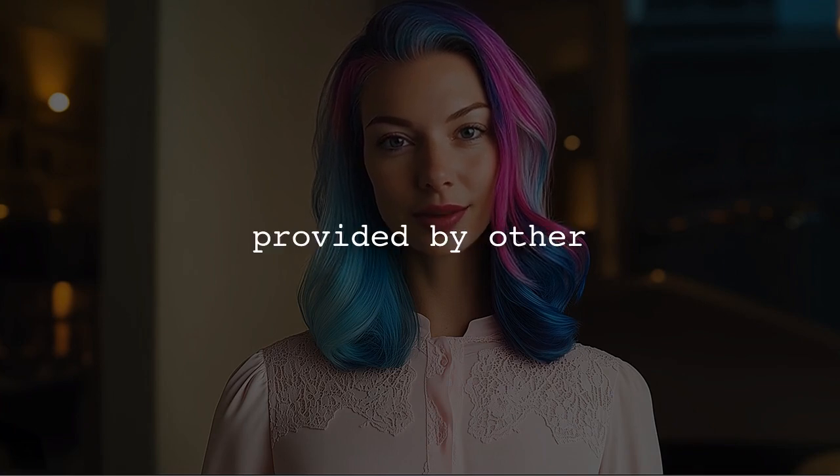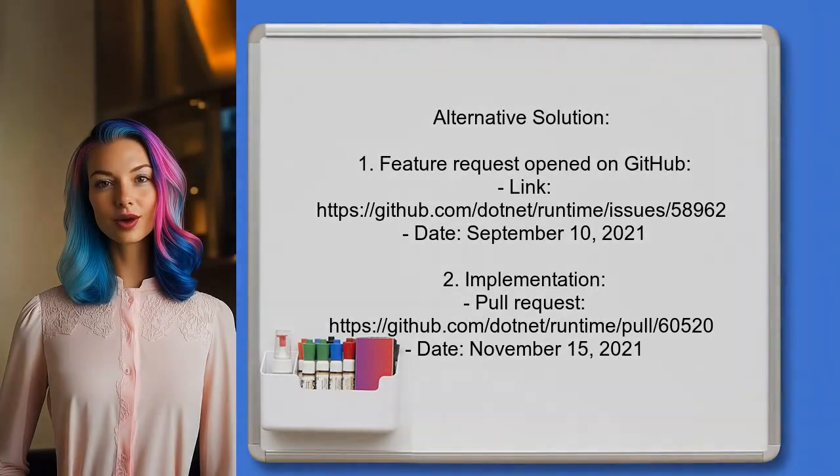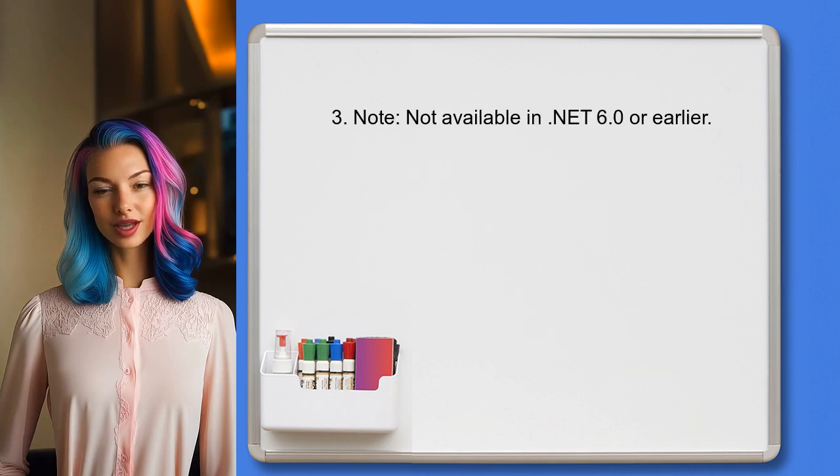Now let's look at the answers provided by other users. An alternative solution was provided by a user who pointed out that a feature request for a SetByIndex equivalent was opened on GitHub. This request was implemented in a later update, but it's important to note that this feature is not available in .NET 6.0 or earlier versions.